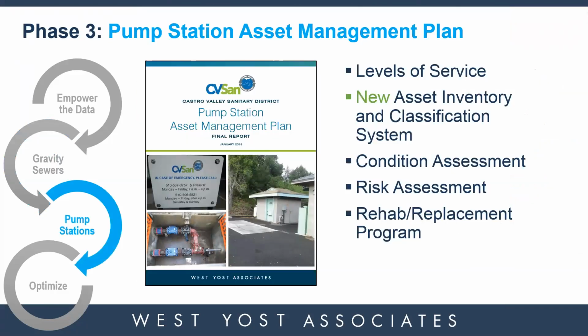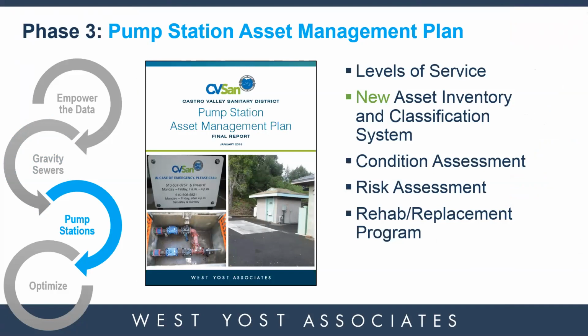Phase 3 for Castro Valley was a pump station asset management plan that included the levels of service. We also had a new asset inventory and classification system for them. Before this, they had a pump station in Lucity. Their CMMS system just said they had 8 pump stations, and so they had 8 assets.